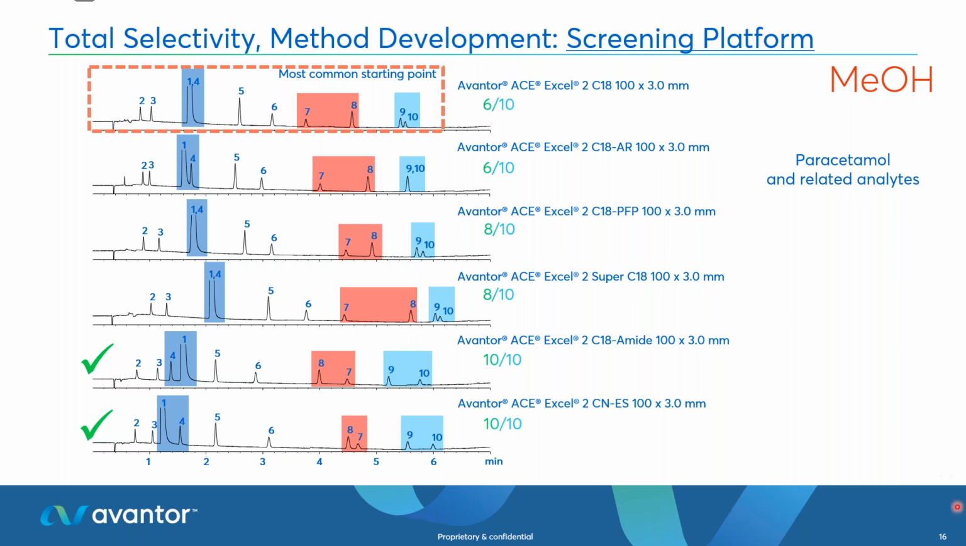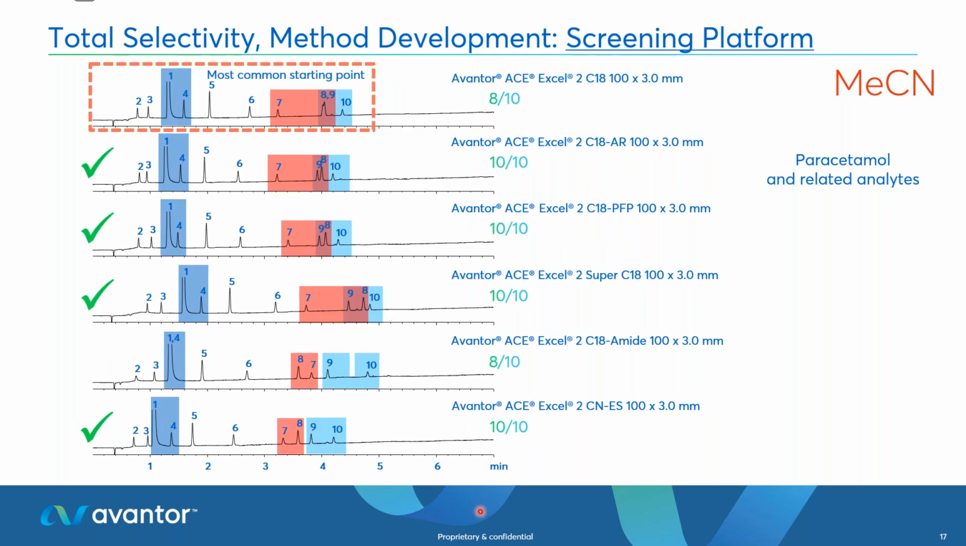And this is with our methanol mobile phases. We've also got the chromatograms with acetonitrile. And the first thing to note is the shift in retention time. But also, when we actually look at how many peaks are resolved, you've got more columns that can resolve those 10 analytes of interest. So that's the big advantage to looking at two different solvent systems. You get that advantage of selectivity related to the solvents as well.